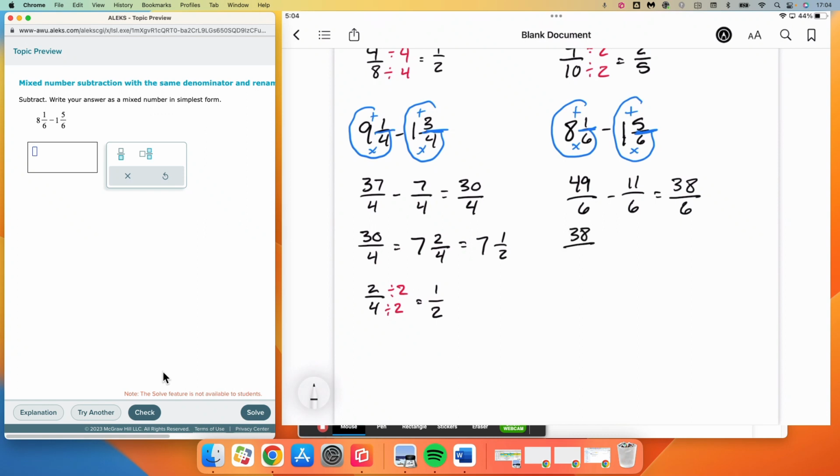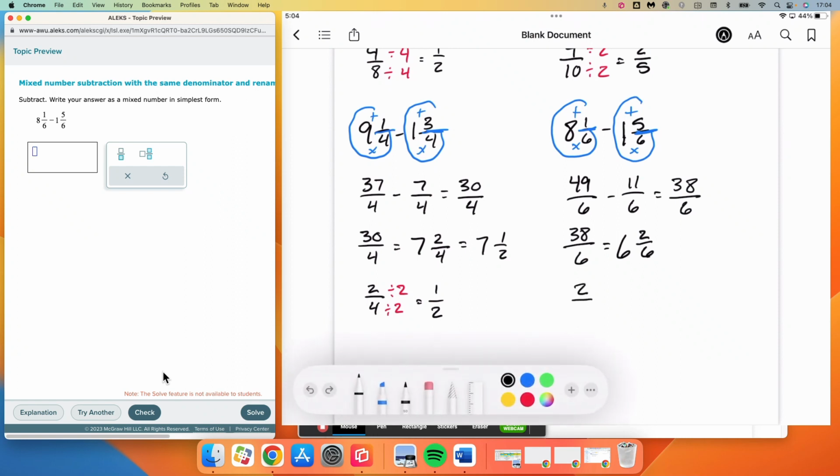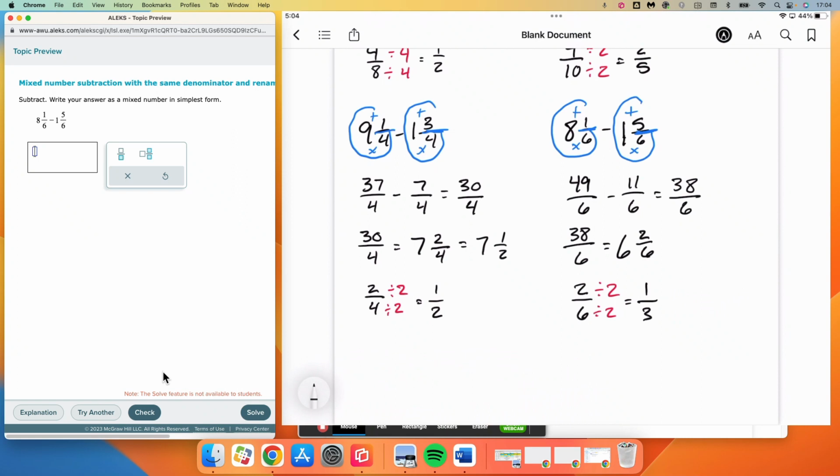We'll convert 38 over 6 to a mixed number by division. 6 goes into 38 6 times with 2 left over. And so I do see that the fractional part of this, which is 2/6, can be simplified. 2 and 6 are both divisible by 2. So 2 divided by 2 is 1. 6 divided by 2 is 3. That's equivalent to 6 and 1/3.